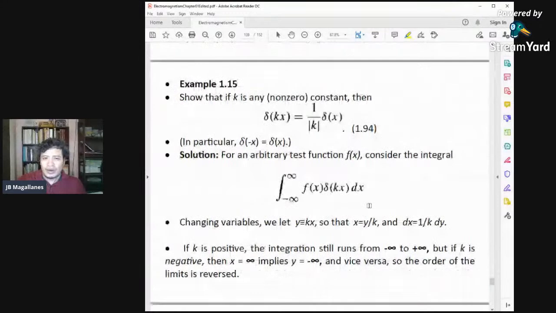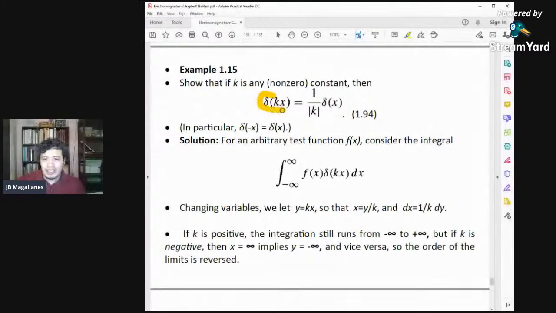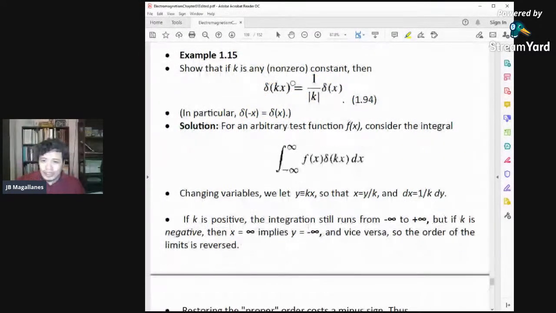So as an example of that, we show that this one is equal to this one. For example, you have the Dirac delta of negative x. This is just equal to 1 over the absolute value of negative 1, which is just equal to 1, the whole thing. And then you have Dirac delta of x. So let's show this. We put a test function here, f of x, and do the integration of that.